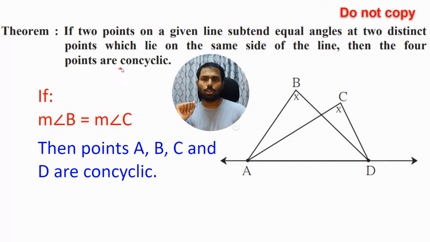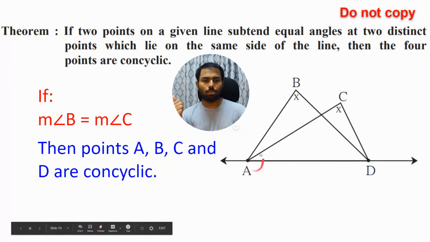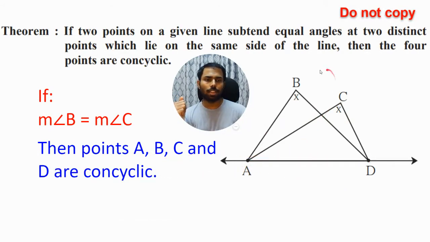Okay, so what has it said? When 2 points on a given line subtend equal angles, so which equal angles do we have? Angle B and angle C are equal, right? So measure angle B is equal to measure angle C. Then those 4 points are concyclic. Which ones? The 2 points on the line, A and D, and B and C are above, so all the 4 points will be concyclic, meaning they will lie on the same circle. This is how you write this theorem.